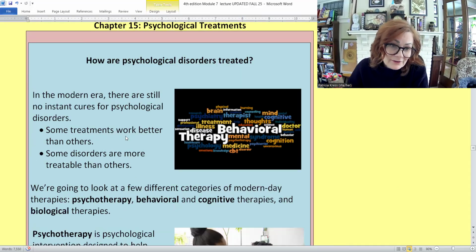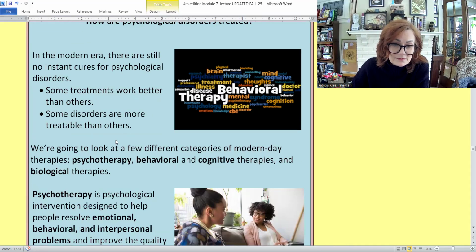In the modern era, there are still no instant cures for psychological disorders. And it's true that some treatments work better than others. And it's true that some disorders are more treatable than others. So, there's going to be some kind of range here. So, we're going to look at a few different categories of modern day therapies: psychotherapy, behavioral and cognitive therapies, and biological therapies.